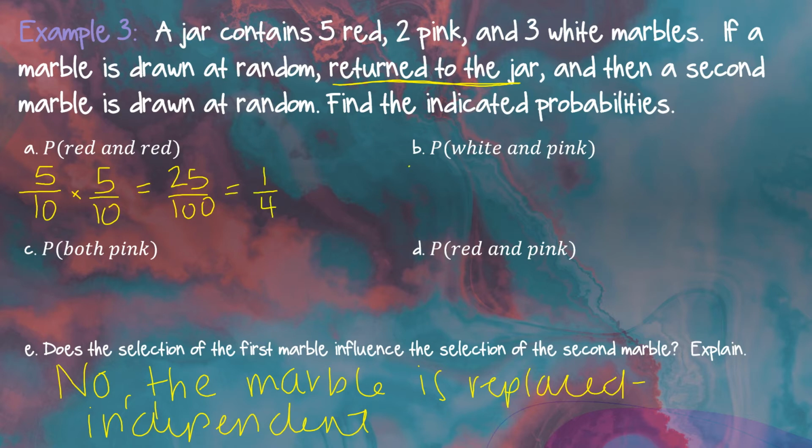All right, white and then pink. So white is 3 out of 10 times pink is 2 out of 10. So that's 6 out of 100, divide those both by 2, 3 out of 50.